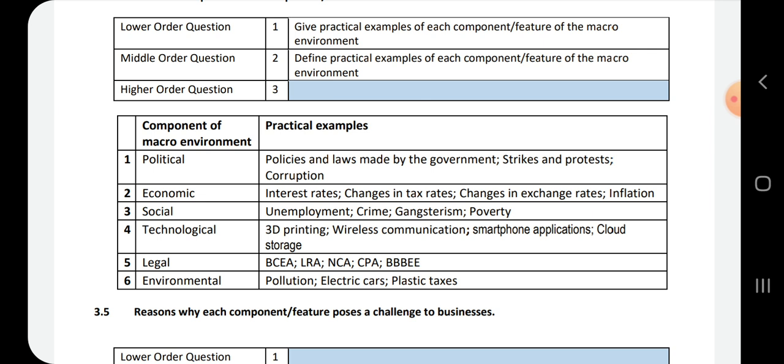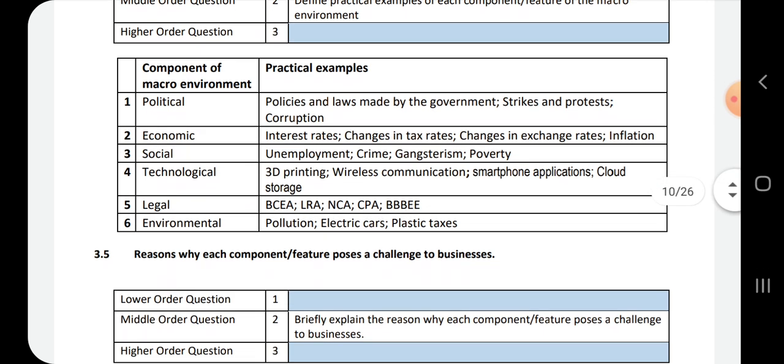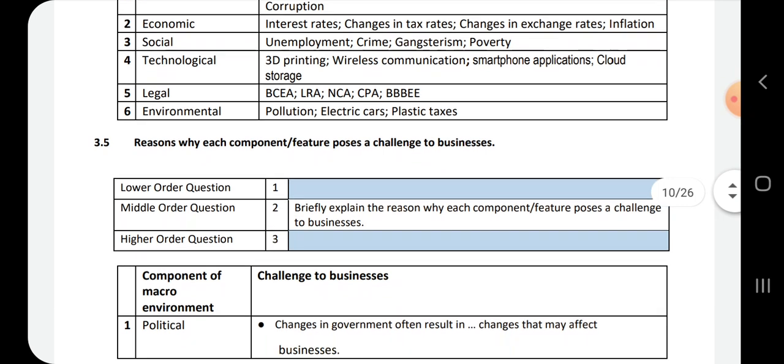We also have the economy here. And then we have social. So everything is still linked. Political refers to policies and laws made by government. Economy: interest rates, taxes. Social is unemployment, crime, gangsterism and poverty. With technology, we have 3D printing, wireless communication, smartphone applications, and cloud storage. With legal, we have those acts, and with environment, we have pollution, electric cars, and plastic taxes. So you don't have to match, they are already matched for you.